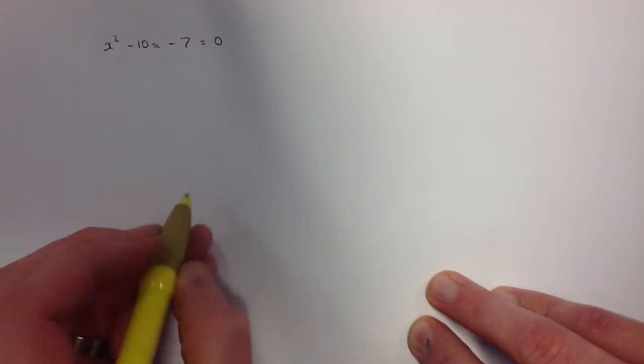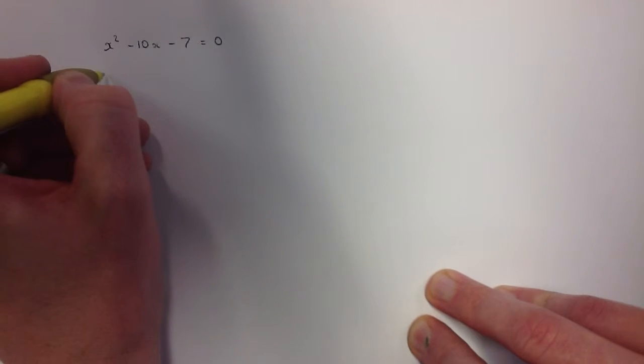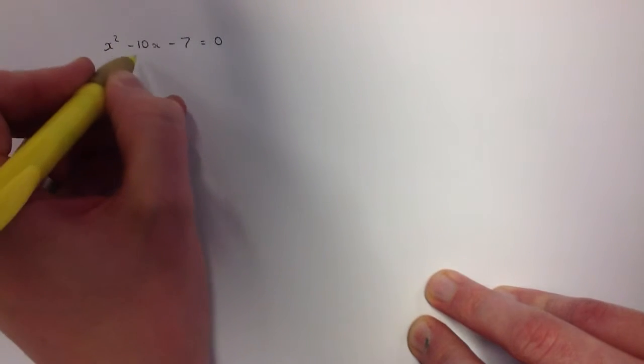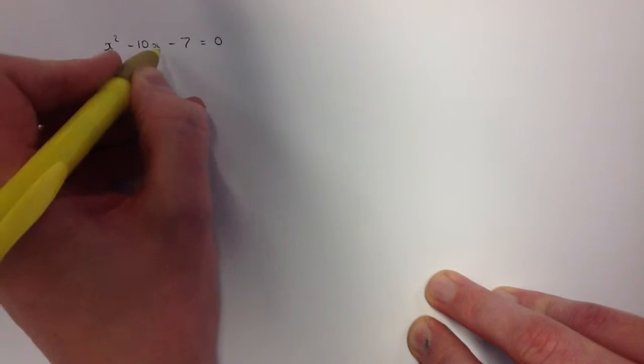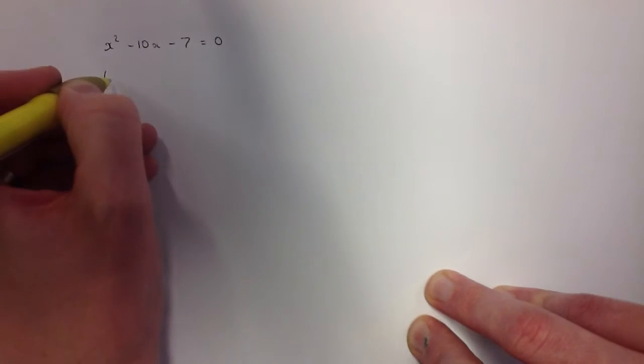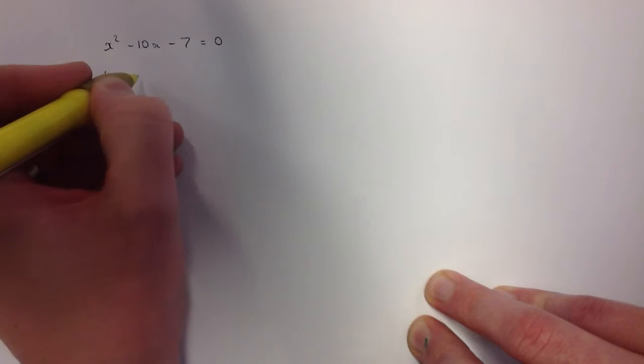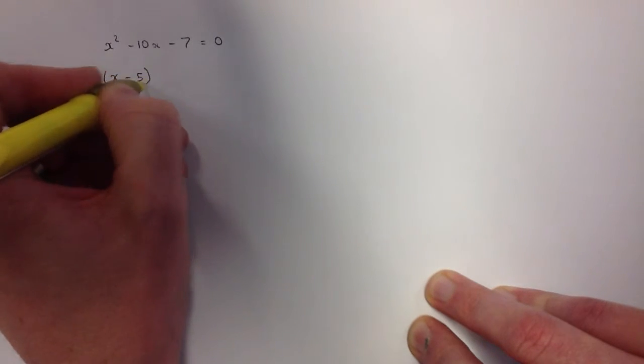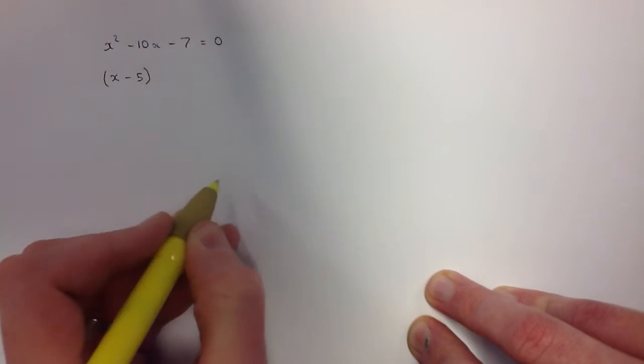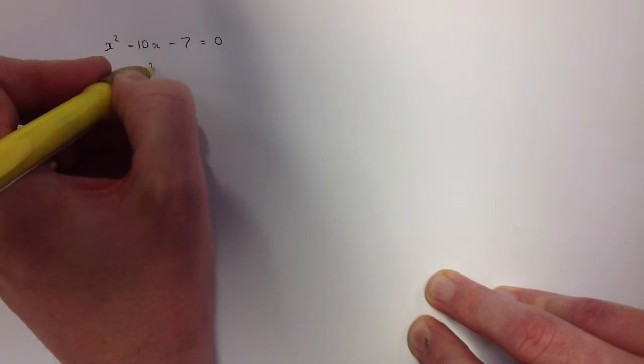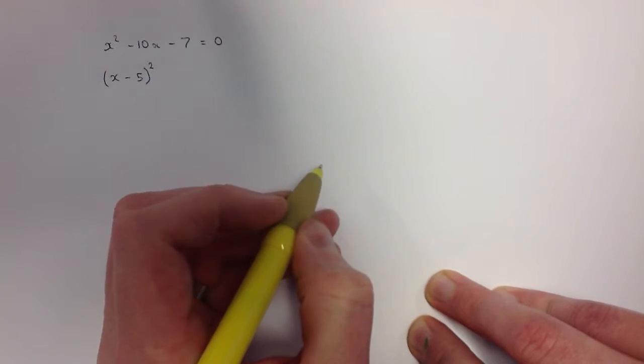So we've got a quadratic, and we start by looking at this term here, in this case negative 10x. That allows us to write (x - 5). Notice that negative 5 is half of negative 10. And that's how our completing the square is going to start.